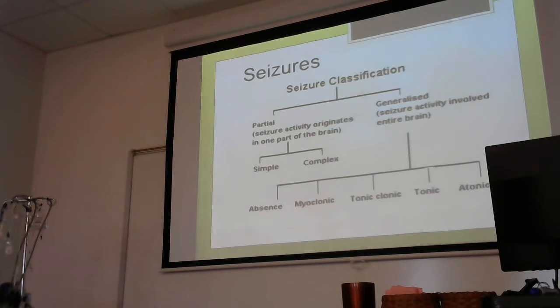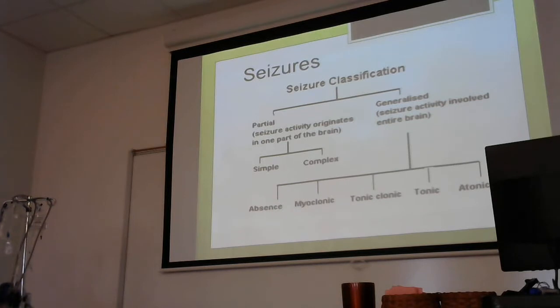When we look at classes of seizures, if this abnormal electrical firing is affecting the entire brain, it is a generalized seizure. If it is just a part of the brain, it is a partial seizure. We can break both of those down into further categories. With partial seizures, you can have simple partial seizures and complex partial seizures. Simple partial seizures, patients typically have an aura.